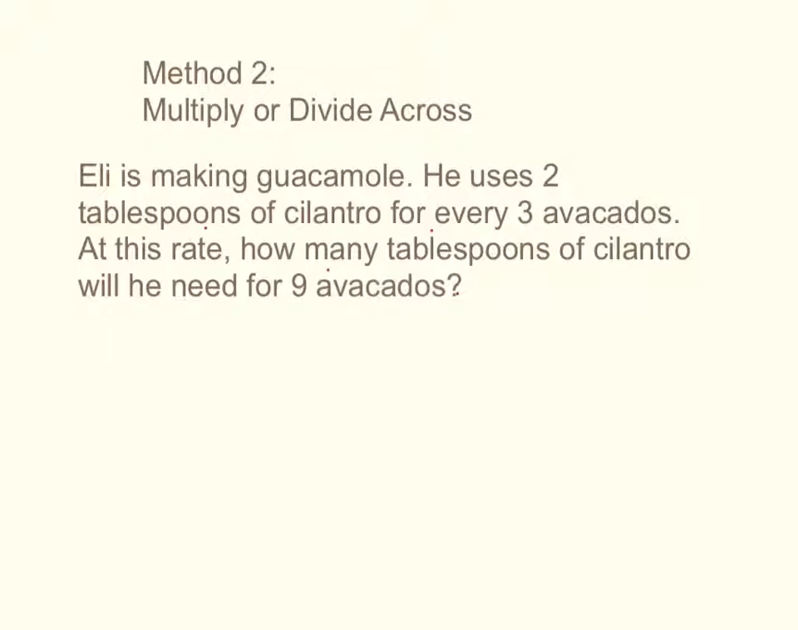So we're going to start with our initial rate. 2 tablespoons of cilantro for every 3 avocados. And we want to make an equivalent rate for 9 avocados. It's very important to keep your labels the same. So we have cilantro on top and avocados on the bottom. And I want to make sure I have avocados on the bottom over here.